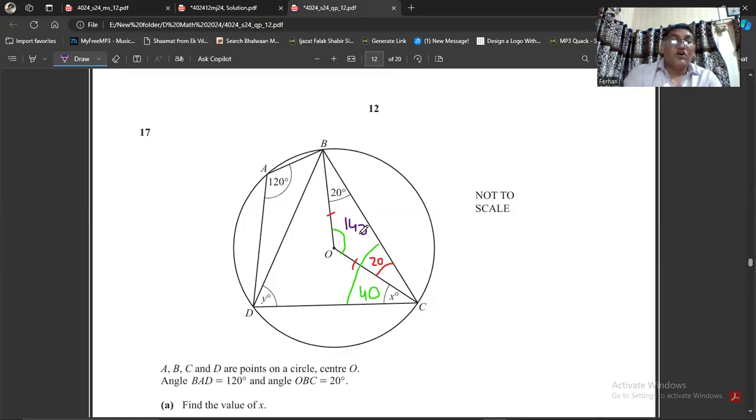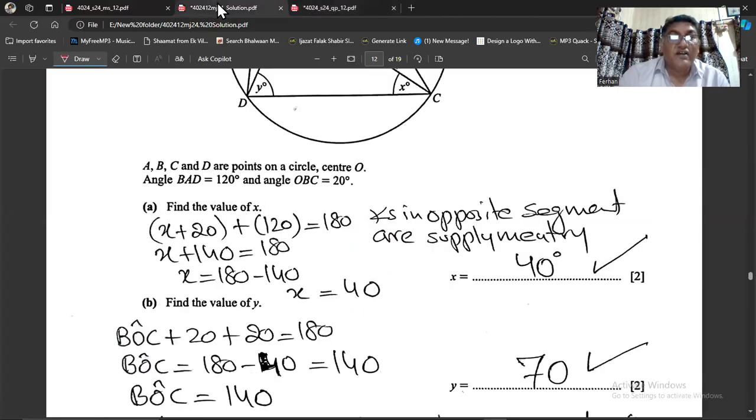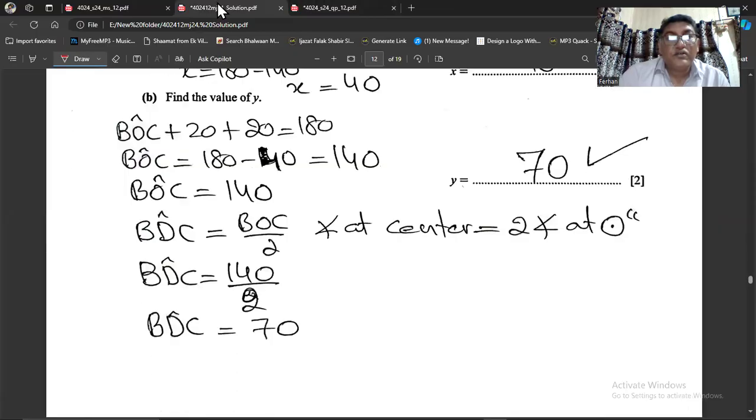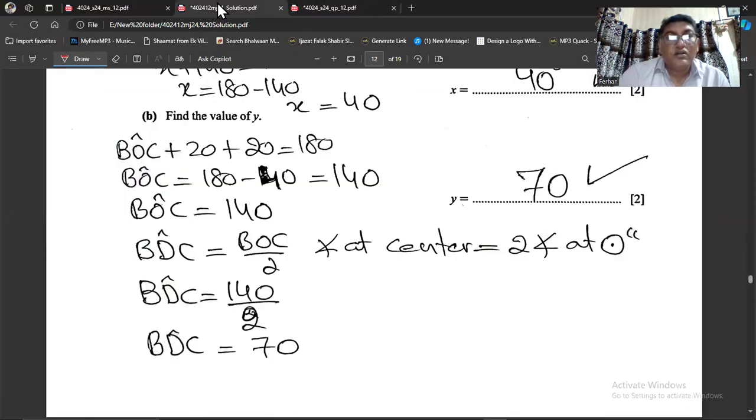So the angle subtended at the center by the chord BC is 140. So the angle subtended by the chord at the circumference will be half of this 140. So y will be equal to half of the 140. So BOC plus 20 plus 20 equals 180. So the angle BOC will be equals to 180 minus 40, that is 140. So the angle BOC is 140.